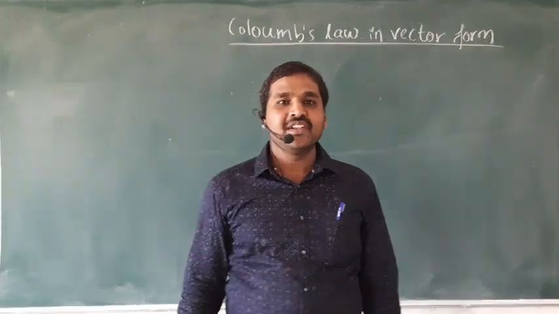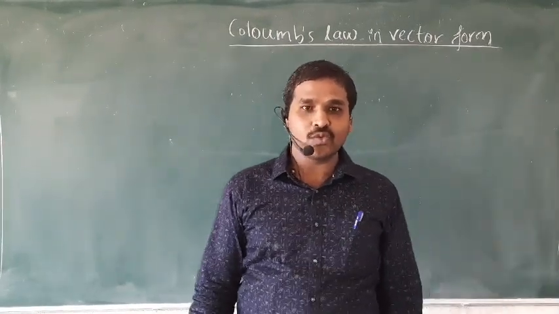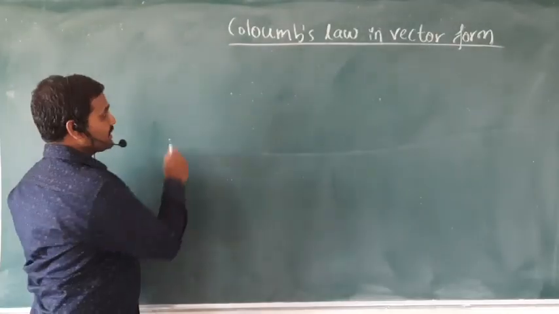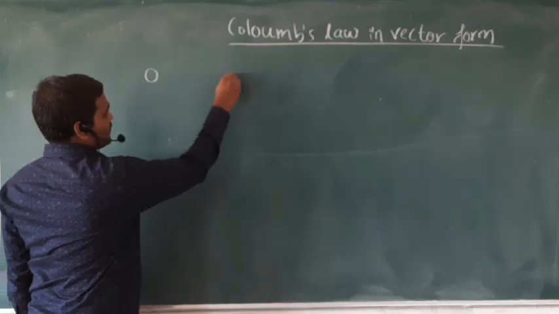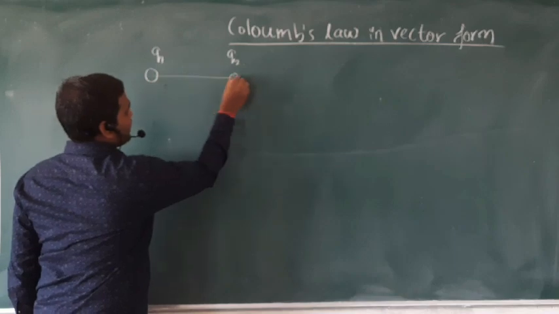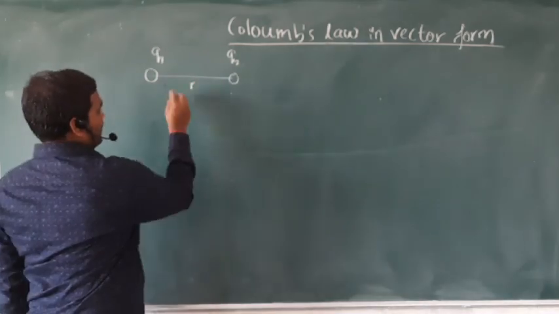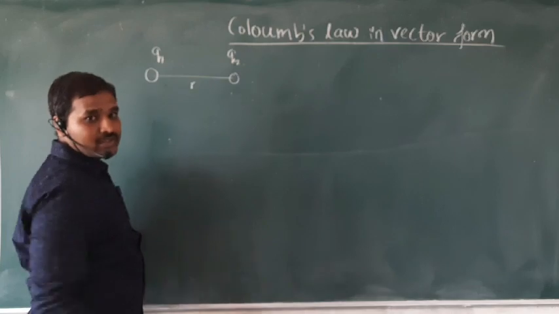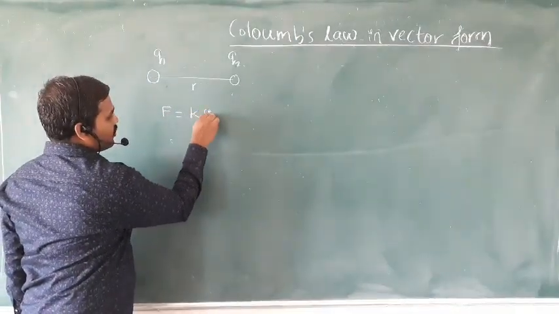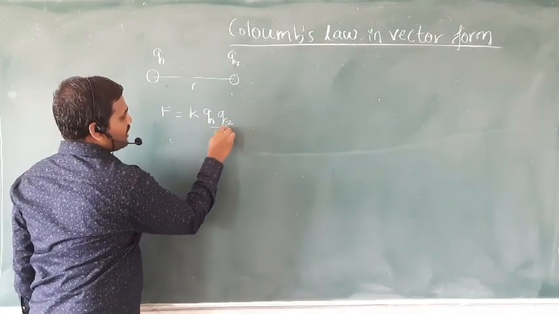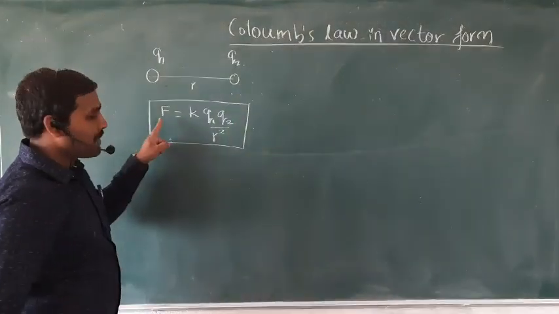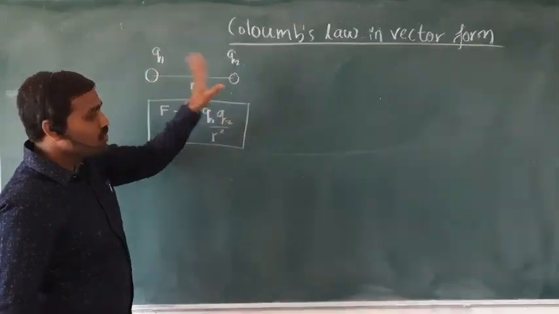Dear students, in the previous session we studied Coulomb's law of electrostatics. That equation states that if I have two charges Q1 and Q2 at a distance of r, the electrostatic force between these two charges is given by F is equal to K Q1 Q2 divided by r square. So this is the magnitude of force between any two charges.